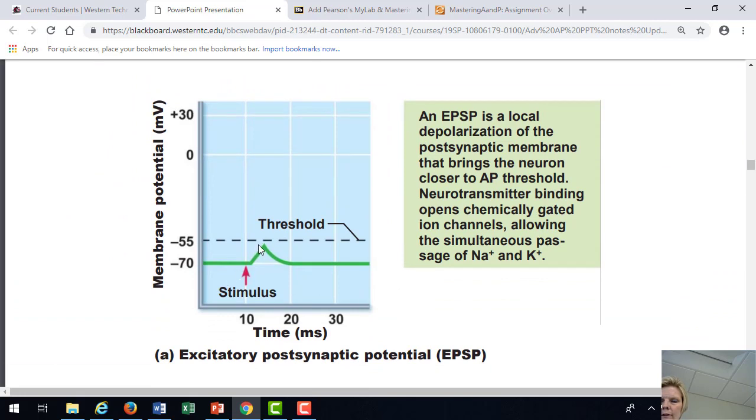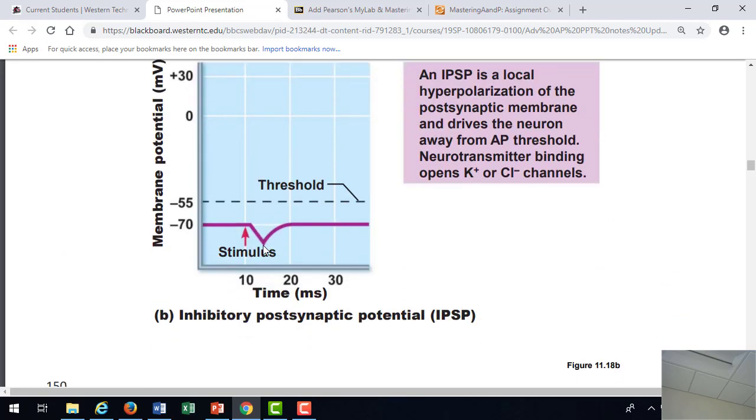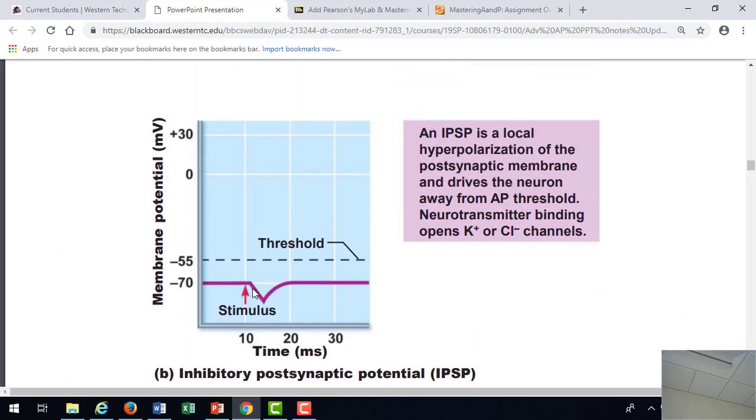So here we can see the stimulus is applied. It's called an EPSP. These are graded potentials, so they're going to always be less than threshold, but it's making it more likely to reach threshold. If I keep stimulating it, it's going to get taller and taller until it reaches threshold. And these are hyperpolarization, so we're getting further from threshold, so that's why it's an IPSP. We're going lower, further away.